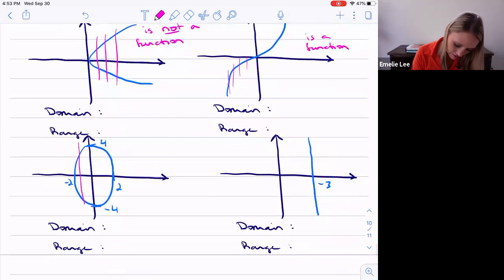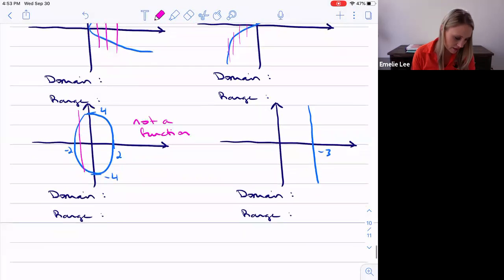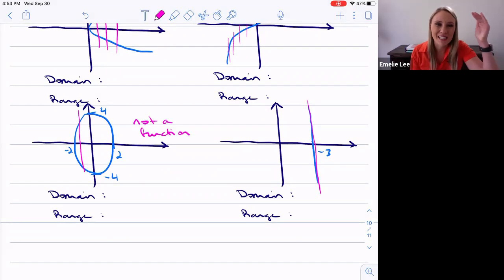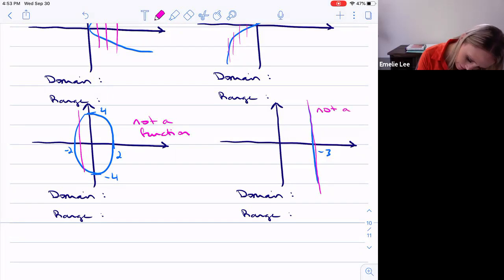Here, I only have to draw one line to see that on a circle or on an oval, that's no longer a function, right? So here, this is not a function. They still exist, right? But we can't call them functions per se. And here, if I draw a vertical line, pretend it's all over the one vertical line that exists, right? Well, then it's passing through every single point on this line, so this is not a function.